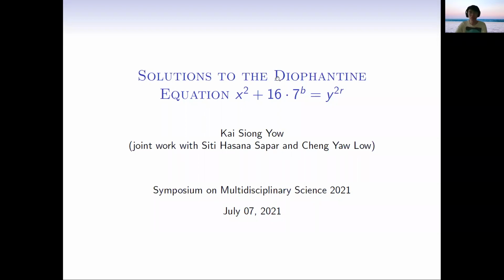Hey, today I would like to share some of our findings on this topic: solutions to the Diophantine equation x squared plus 16 times 7 to the power of b equals y to the power of 2r. Let me first give you some introduction related to Diophantine equations.